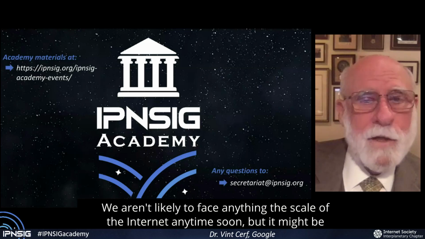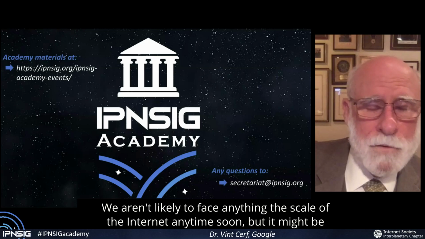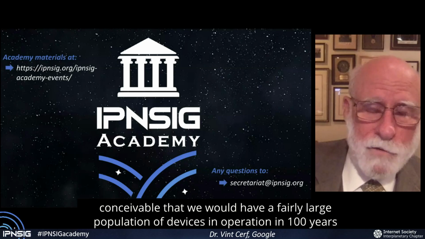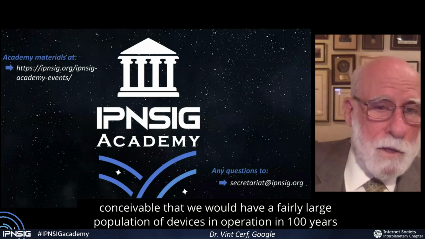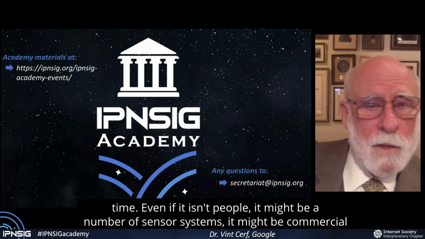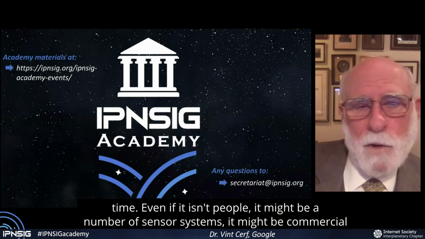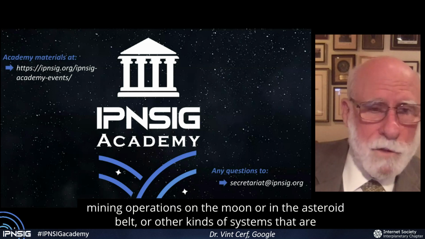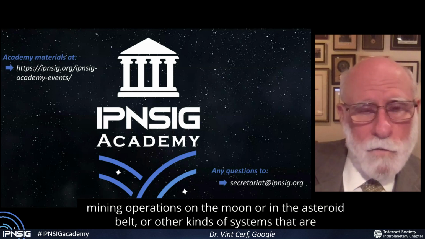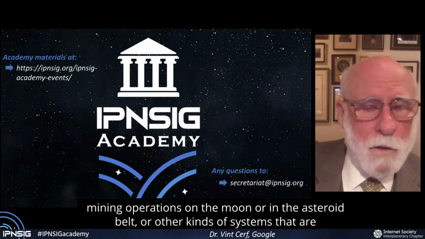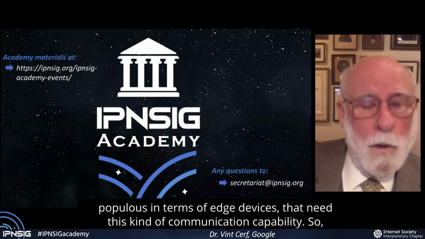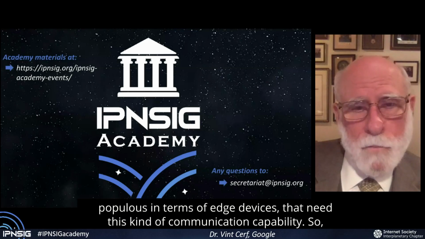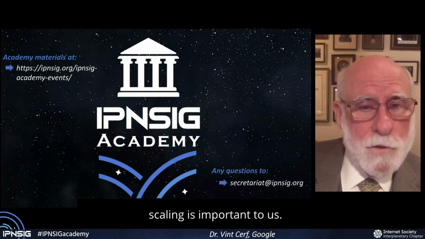We aren't likely to face anything the scale of the internet anytime soon, but it might be conceivable that we would have a fairly large population of devices in operation in 100 years' time. Even if it isn't people, it might be a number of sensor systems. It might be commercial mining operations on the moon or in the asteroid belt, or other kinds of systems that are populous in terms of edge devices that need this kind of communication capability. So scaling is important to us.